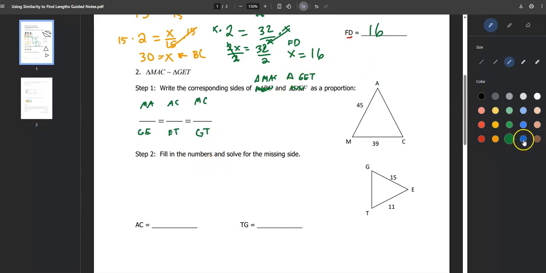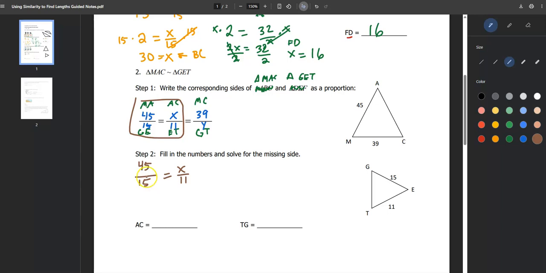Okay, so what does that look like? Again, if I fill all these in, MA is 45. GE is 15. AC, I do not know, so let's just use X for that. ET is 11. MC is 39. And then GT, I do not know, so I'm just going to use Y on that one. And then I'm going to solve both these. I'm going to take the first two and solve those ones. So I'd have 45 over 15 equals X over 11.